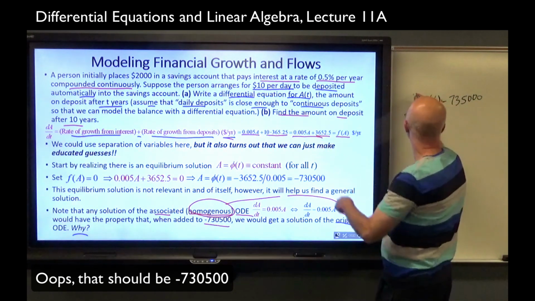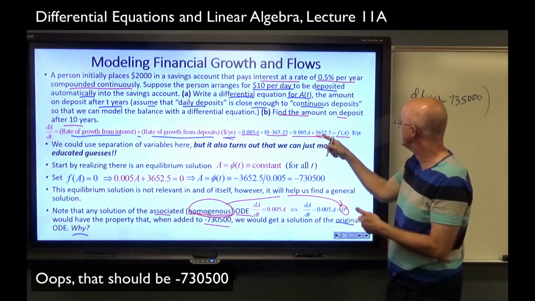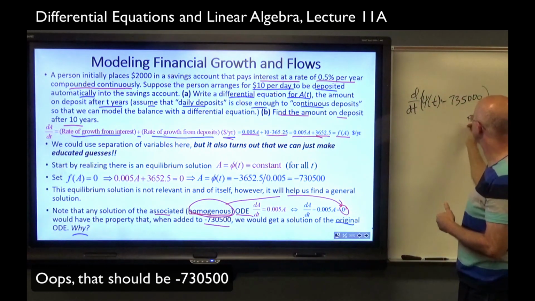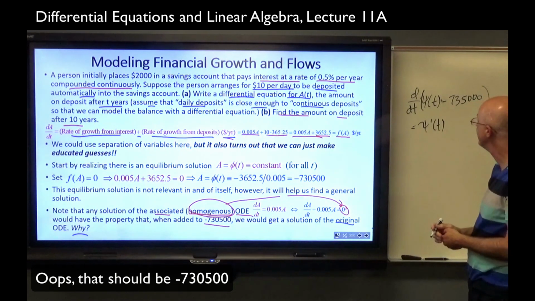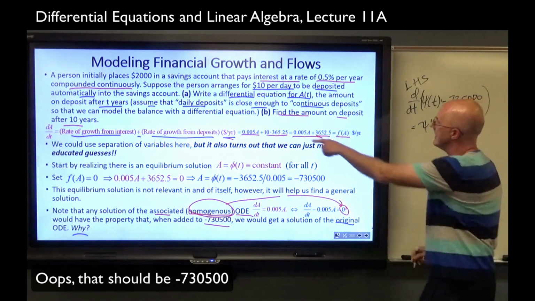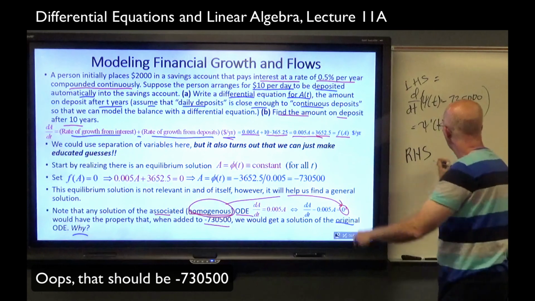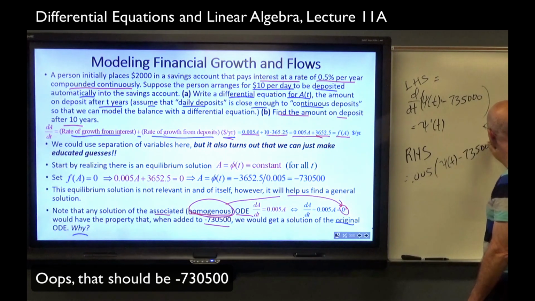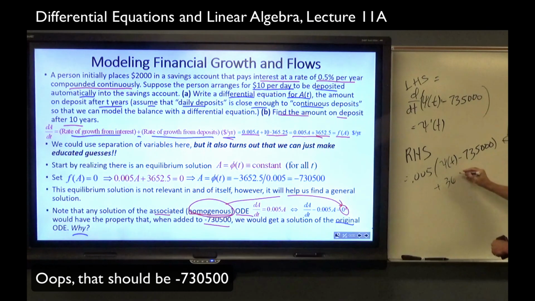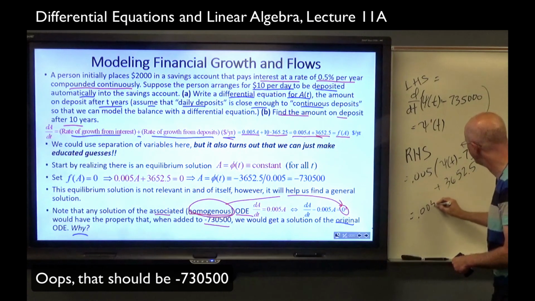That would mean that when I take its derivative, I should get 0.005 times itself plus 3652.5. When you take the derivative of something like this, the derivative of a constant is 0 and the derivative operator is linear. This simplifies to psi prime of t. That's the left-hand side of the original equation. The right-hand side, plug it in there for a, would give you 0.005 times psi of t minus 730,500, but then plus 3652.5, that's going to give 0.005 psi of t.